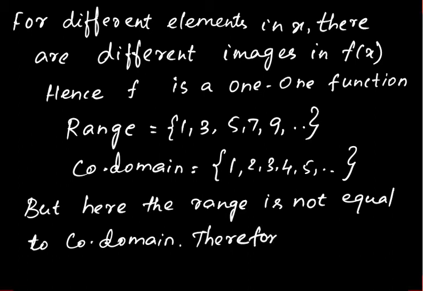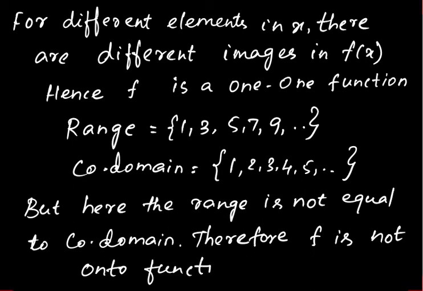Therefore f is not an onto function. So when can you say a function is onto? When the range is equal to the codomain. But in this case the range is not equal to the codomain, so this is not an onto function.